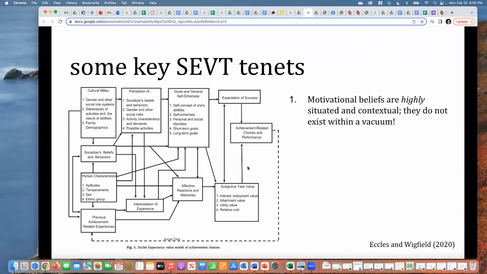Specifically, how much do students feel like they have to sacrifice in order to engage in a given academic task or domain? If they feel like they have to give up too much, they're going to be less likely to continue pursuing it in the future. Okay, so now some key SEVT tenets.